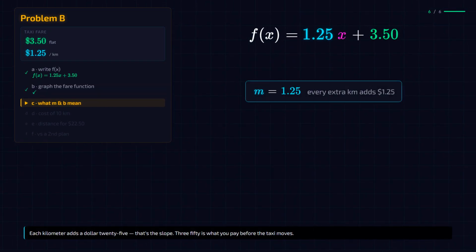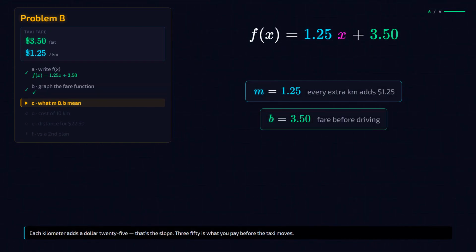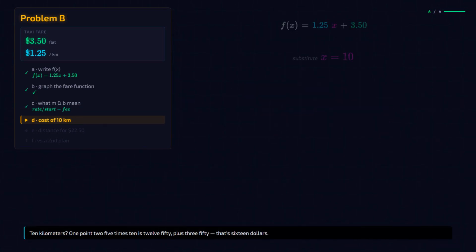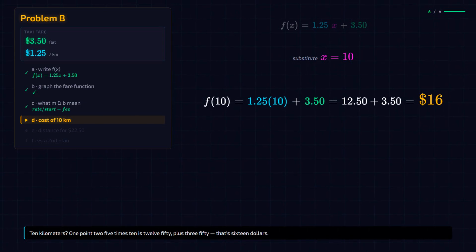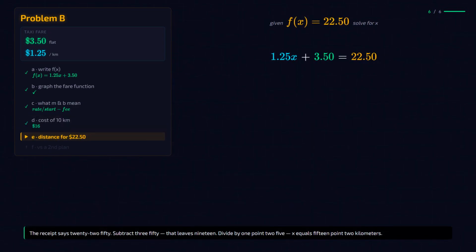Each kilometer adds $1.25, that's the slope. $3.50 is what you pay before the taxi moves. 10 kilometers? 1.25 times 10 is $12.50, plus $3.50, that's $16. The receipt says $22.50. Subtract $3.50, that leaves $19. Divide by 1.25, x equals 15.2 kilometers.